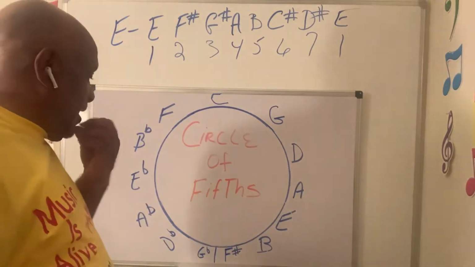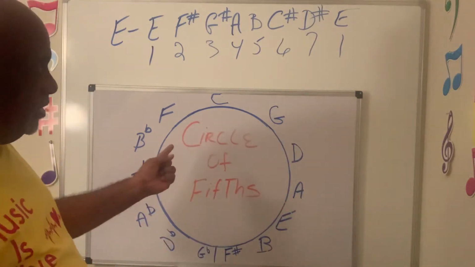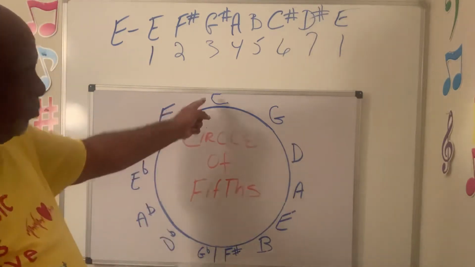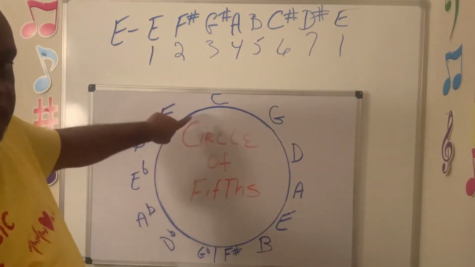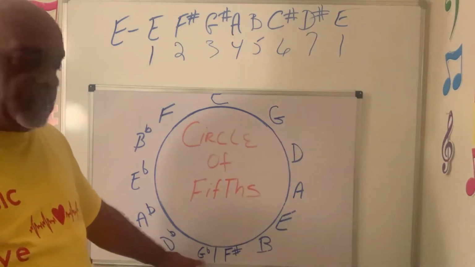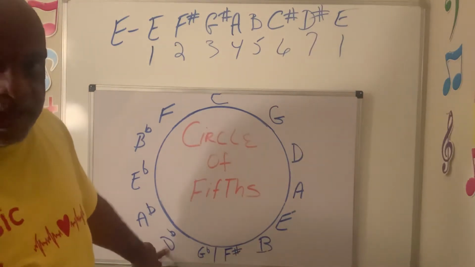Now, let's do the flats. Now, we start the flats. Remember, this is going clockwise. Not counterclockwise, but clockwise. All right? So look at the bottom down here, G flat. The 5 of G flat is D flat.